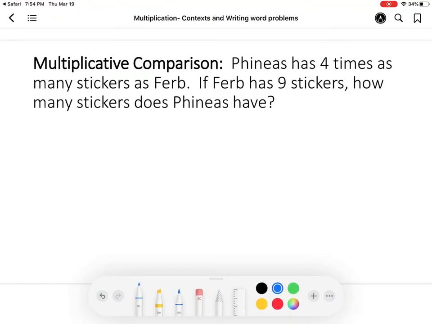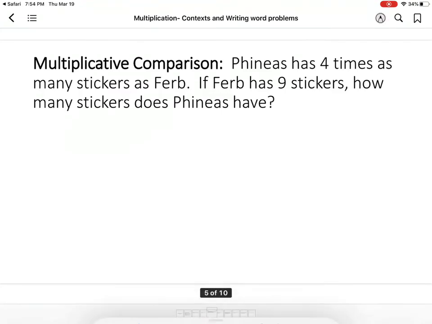Let's do a multiplicative comparison. We're going to be comparing quantities. Phineas has 4 times as many stickers as Ferb. If Ferb has 9 stickers, how many stickers does Phineas have?